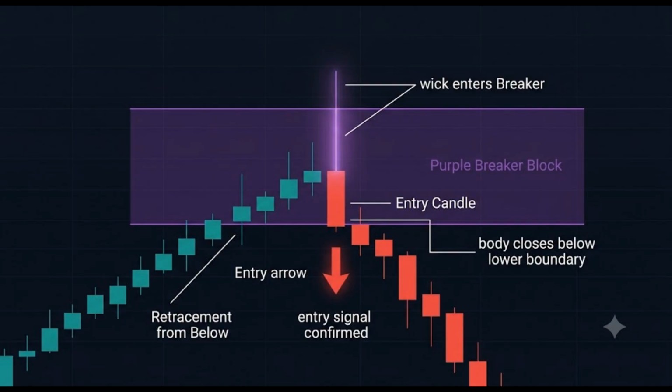For a bearish breaker, the body closes below the lower boundary. For a bullish breaker, the body closes above the upper boundary. The wick through, body out combination is the PA confirmation that the breaker is defending its polarity. This closed candle, not the wick, not the open candle, is your entry trigger.